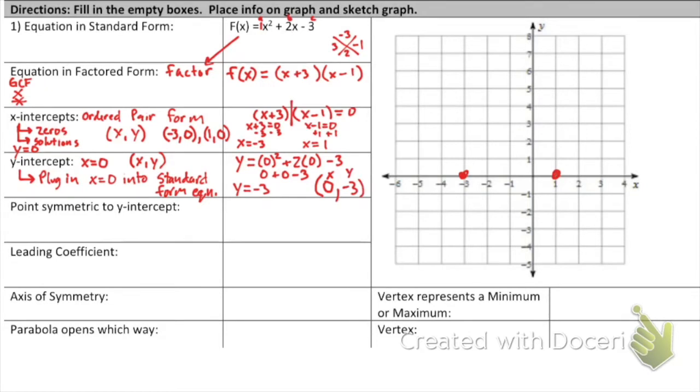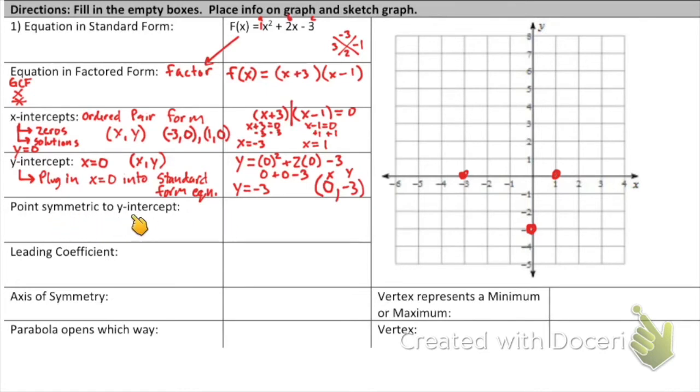Okay, so I'm going to plot that. It should be on this. So we go 0 on the x, but down negative 3. Okay, so we have these 3 points. Okay, so let's go on to this next section.